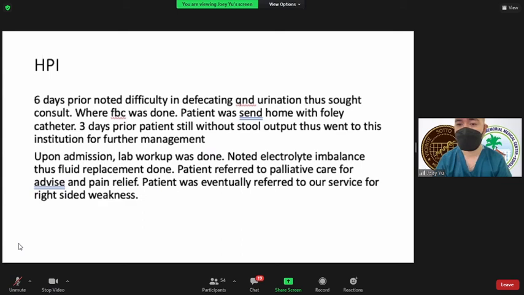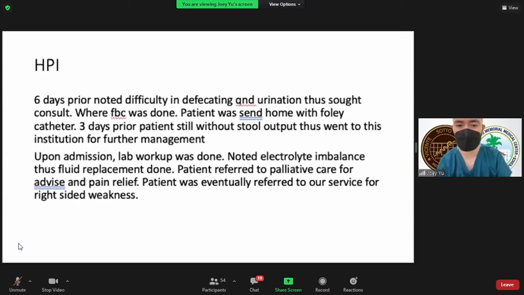So an FBC was done, and the patient was sent home with a Foley catheter. 3 days prior, patient was still without stool, so went to the ER. Thus, the patient went to our institution for further management. Upon admission, lab workup was done, noted electrolyte imbalance, so fluid replacement was given. Patient was referred to palliative care for advice and pain relief. So patient was eventually referred to our service for right-sided weakness.